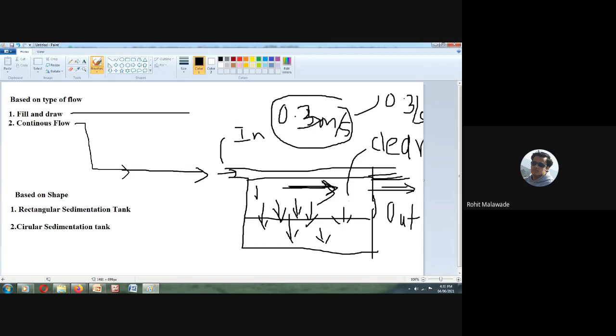In the case of your continuous tank, we are not allowing the water to stand for around 24 hours, so time is saved. We are also not going to have to clean frequently.